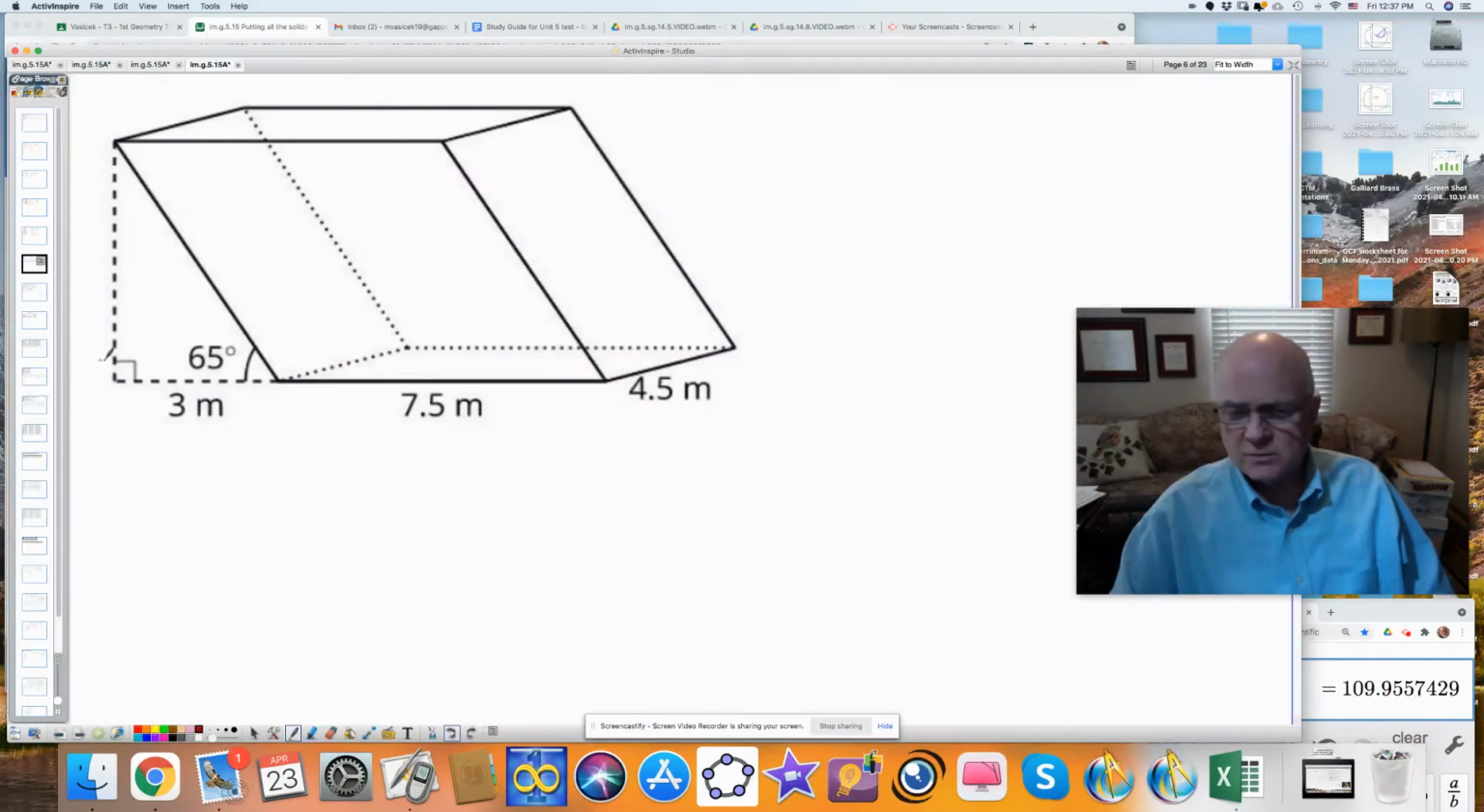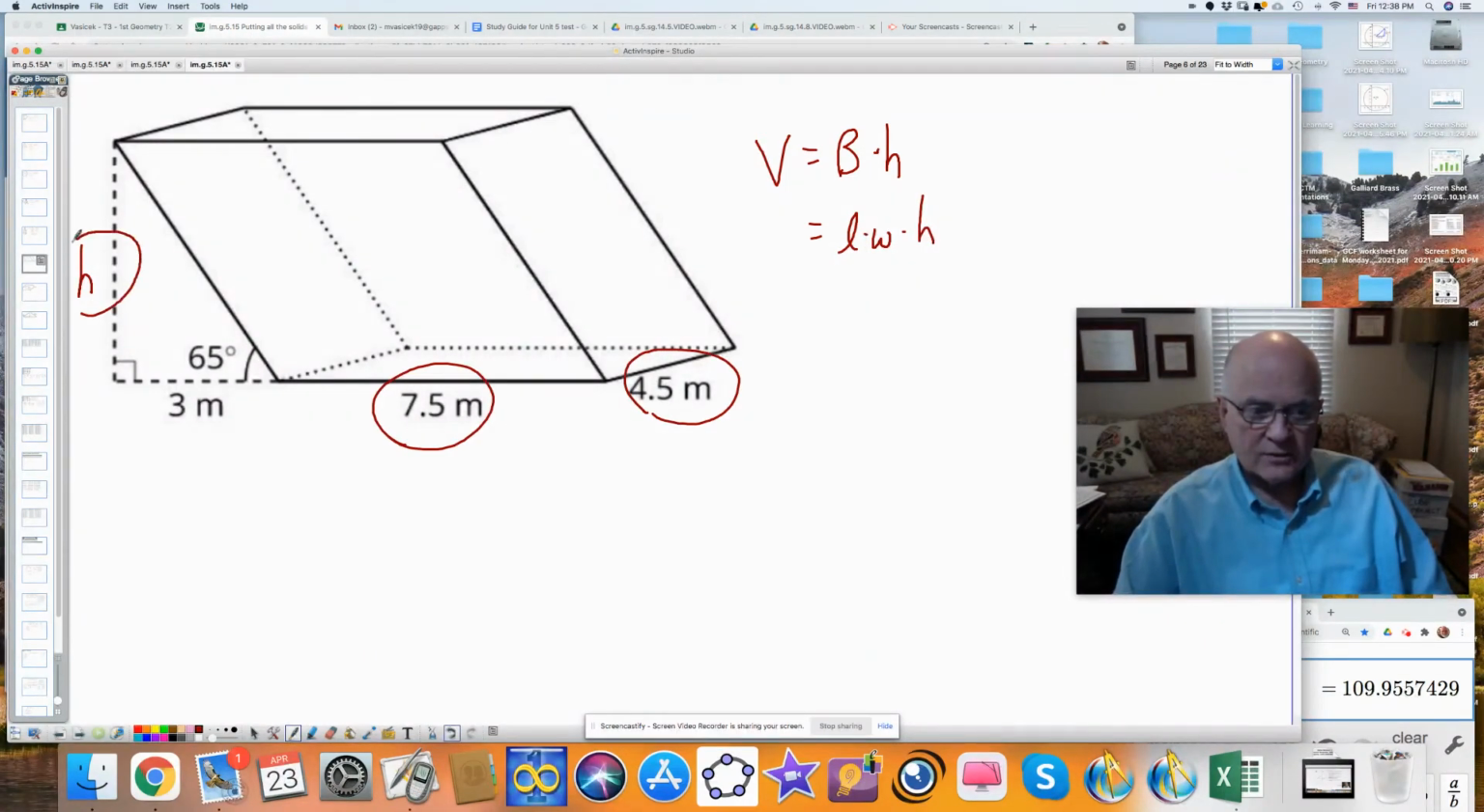In the next one, we can't use the Pythagorean theorem to find the height. The height is what's missing. Volume of a prism is the area of the base times the height. This is a rectangular base, so it's length times width times height. I know the length. I know the width. What I don't know is the height. And I can't use the Pythagorean theorem because I don't know two of the sides.